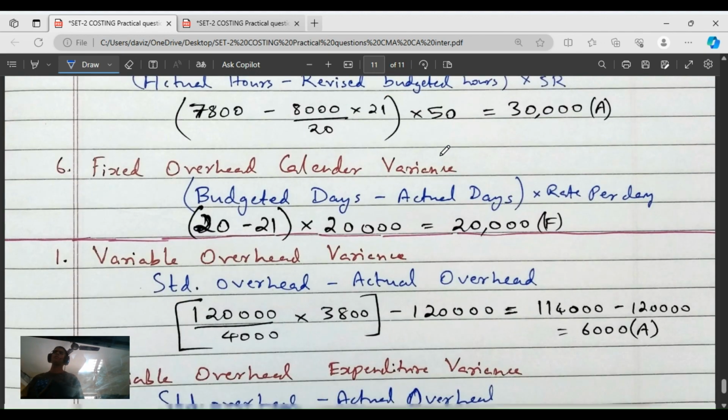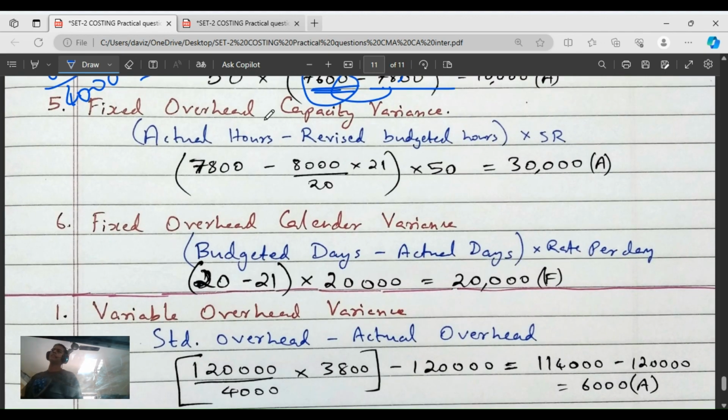Efficiency is adverse. Fixed overhead capacity variance, which means actual hours minus revised budget hours, into standard rate. So actual hours was 7,800 minus revised budget hours. It took 21 days, so 8,000 by 20 and 21. The difference multiplied by 50, we got 30,000, which is adverse.